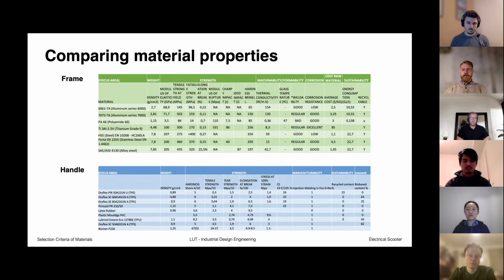For the handle, among the strength properties, hardness is important because the handle is in direct interaction with the human hand, so the touch and feel is important. Durability, tear strength, as well as manufacturability are also very important. We had a high focus on the sustainability of the scooter, and the recycling opportunities for the handle materials were limited, so we put high focus on the bio-based material content. Next slide.